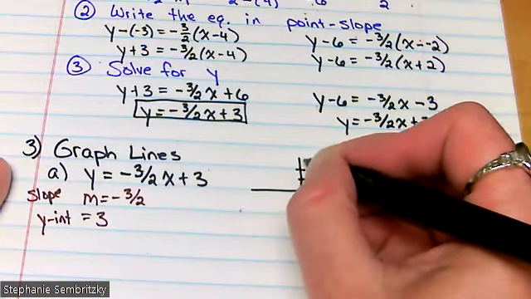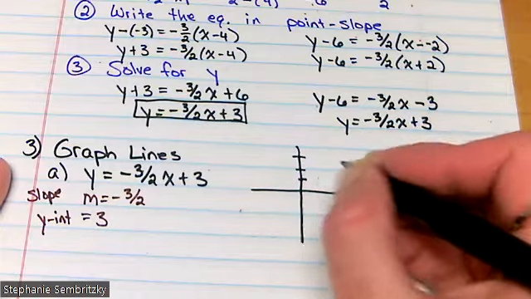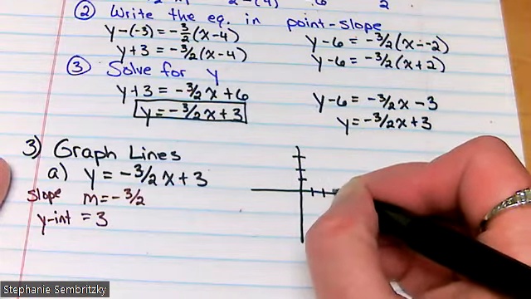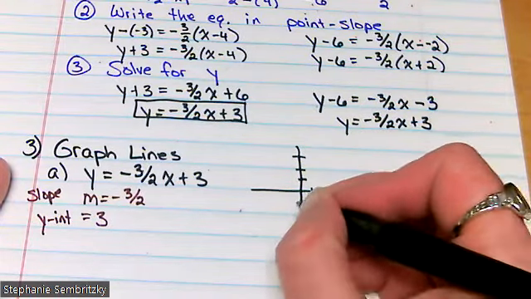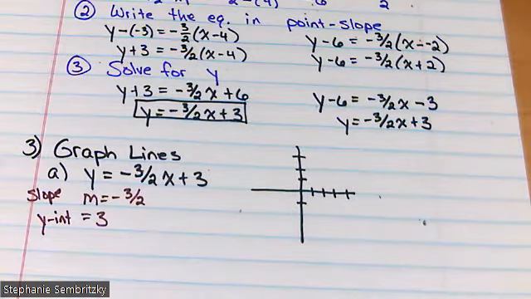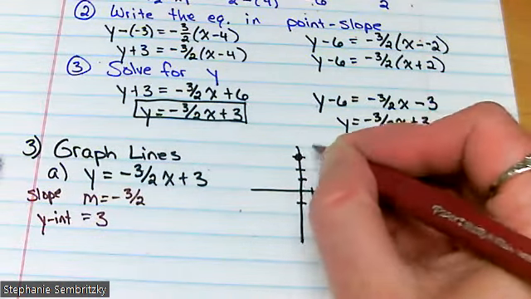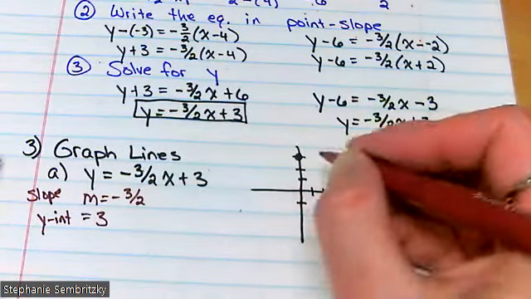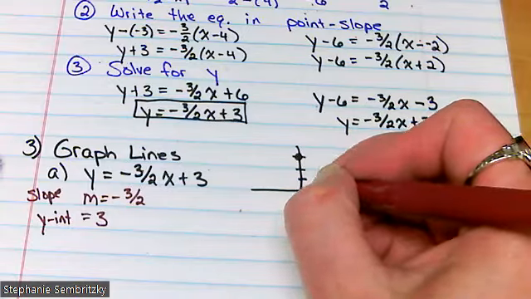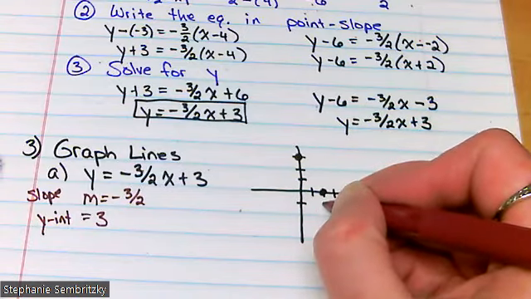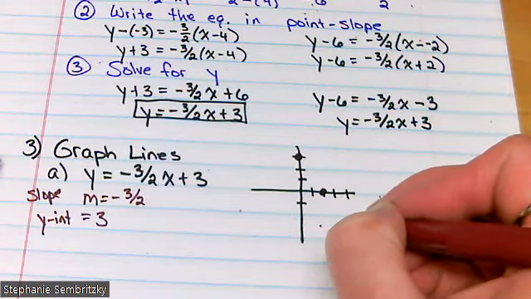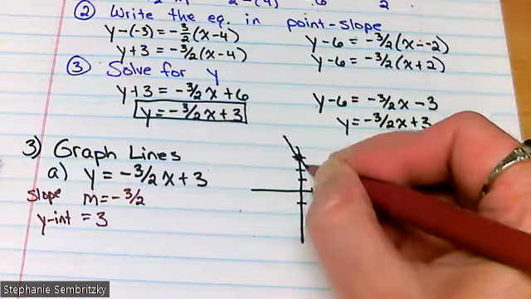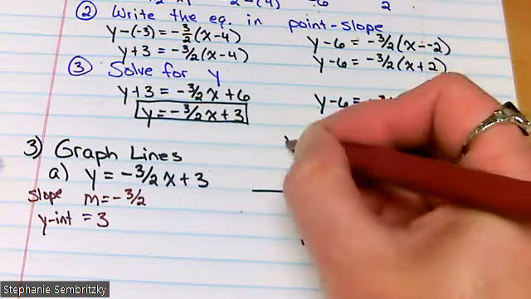1, 2, 3, 1, 2, 3, 4. I don't know how far I want to go. So y-intercept is 3. And this means we're going to go down 3, 1, 2, 3, right 2. Down 3, 1, 2, 3, right 2. And connect the dots. And done.